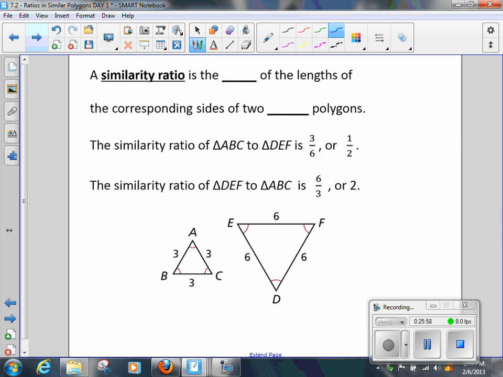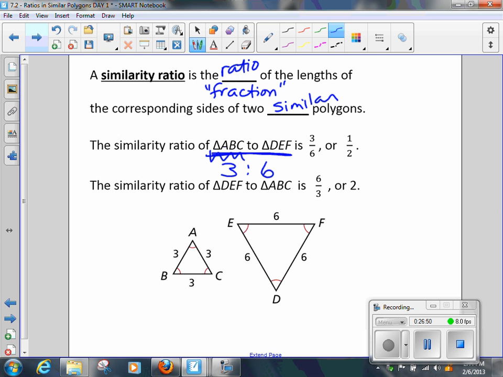Similarity ratio, speaking of ratios, a similarity ratio is the ratio, which is just a fancy word for the fraction, of the lengths of the corresponding sides of two similar polygons. And I want you to look at this real carefully. It says the similarity ratio of triangle ABC to triangle DEF is 3 to 6, or 3 over 6. Notice the order. Triangle ABC said 3. Triangle DEF said 6. So they wrote 3 over 6, or 1/2.